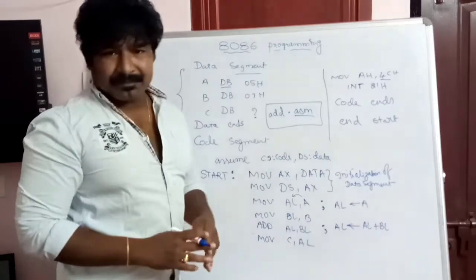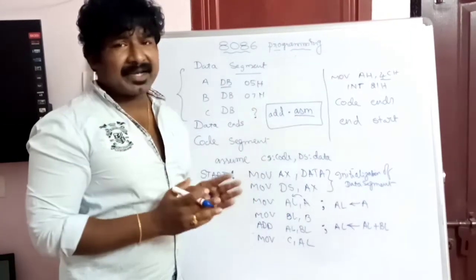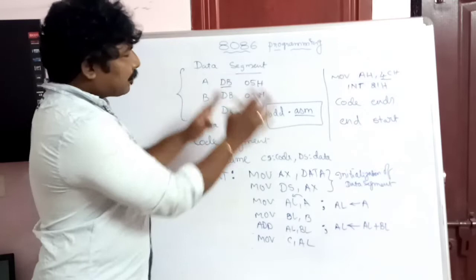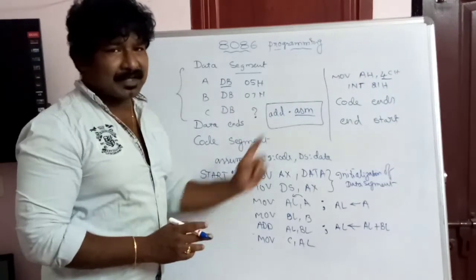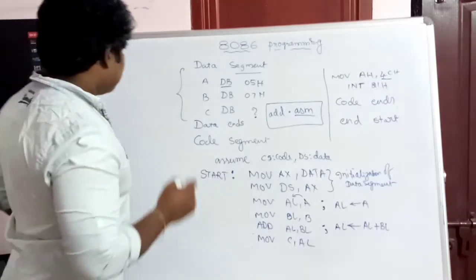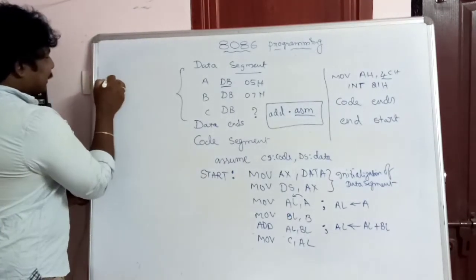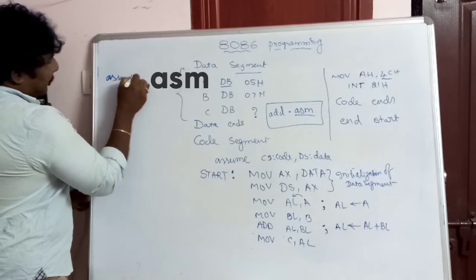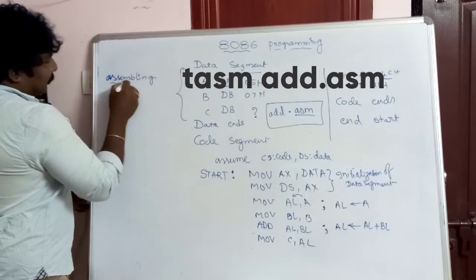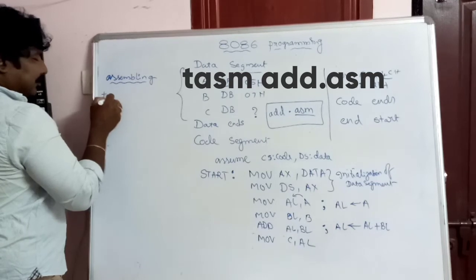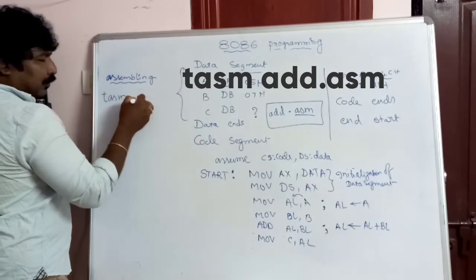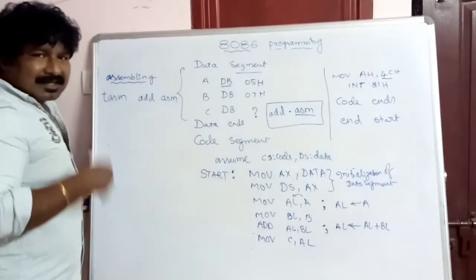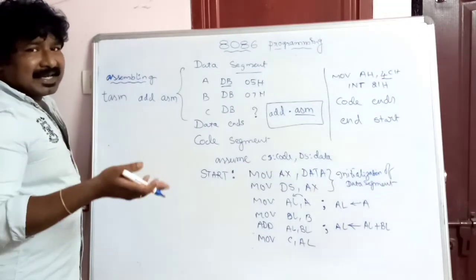Then how can I assemble it, how can I link it, and how can I execute my program? For that I'll write those steps here. The program should be saved as add.asm. The file extension should be .asm. So for assembling, the command should be tasm followed by the program name, that is add.asm. This command will assemble my program and tell me if there are any syntax errors or warnings.